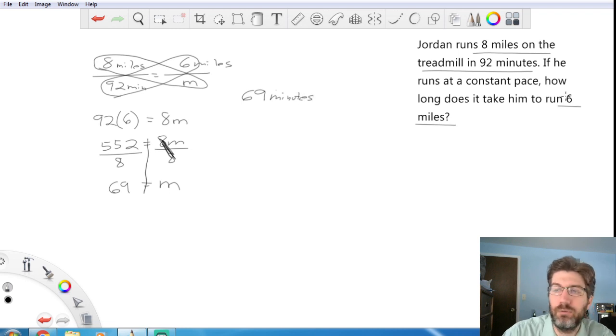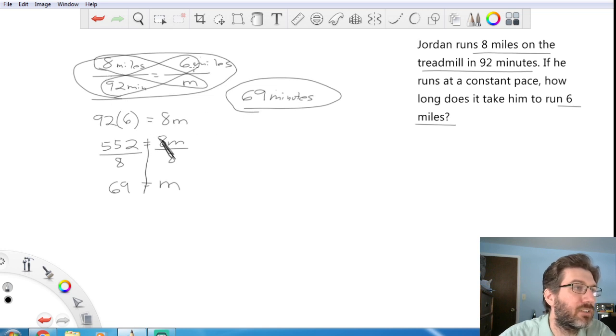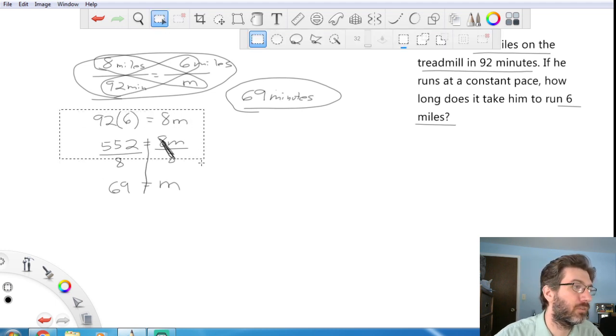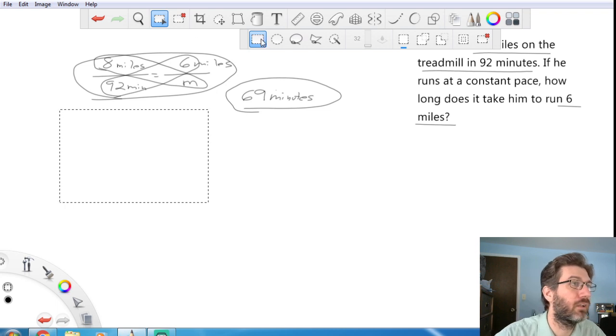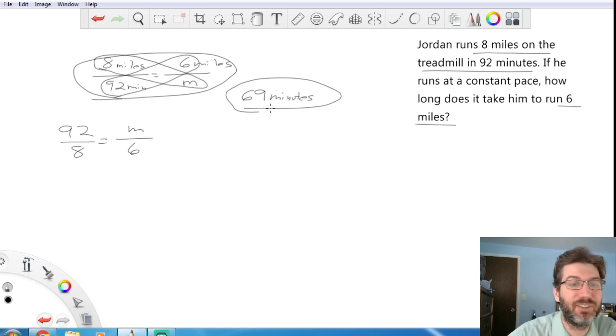Now, what you need to write in the Google Forms, you need to give me the ratio. So you need to write some version of this, and you need to give me the answer. When I say some version of this, that's because there are many ways to have written this. If you didn't like putting 8 on top, you could have put 92 on top. I can sit here and write out the 4 different ways, but it's all going to be the same thing in the end. You could have done 92 over 8 equals m over 6. That would still give you the same answer.